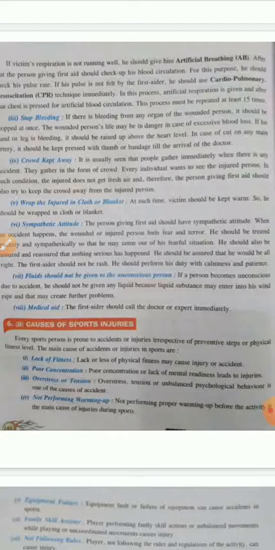These are the objectives of first aid. First is give immediate aid. Second is think about ABC. Third is stop bleeding. Fourth is keep the crowd away. Fifth, wrap the injured person in a cloth or blanket. Sixth is show a sympathetic attitude toward him. Eighth is fluid should not be given, means liquid items should not be given to unconscious persons. And last, call for doctors or the expert.